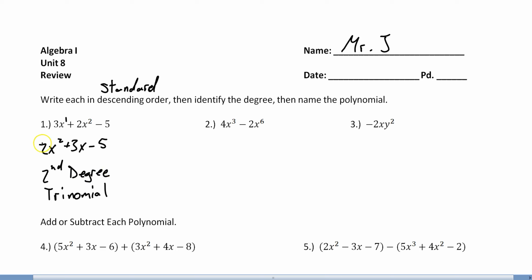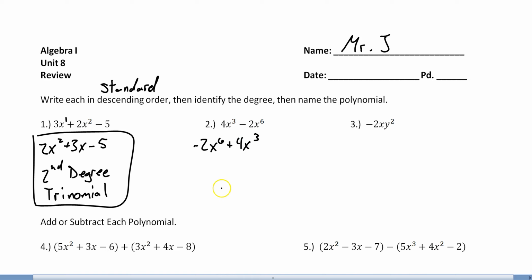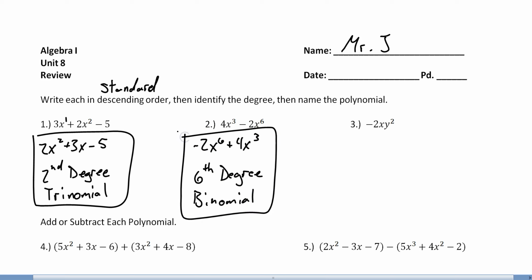Okay. The next one, again, we want to put this in descending order, biggest exponent to smallest exponent, so it's negative 2x to the 6th plus 4x cubed. Looking at the degrees, the biggest exponent is the 6th, so this is a 6th degree. There are 2 terms, so it's a binomial. It's just a matter of knowing the terminology here.